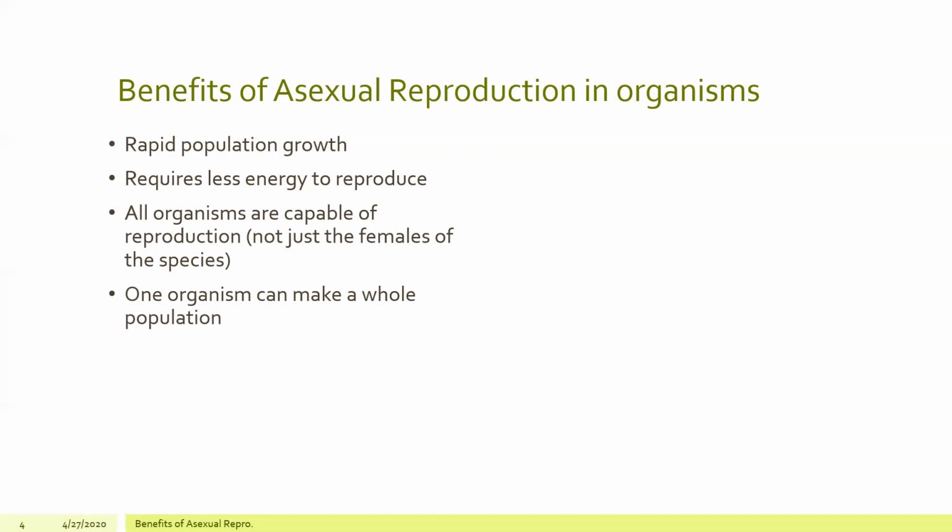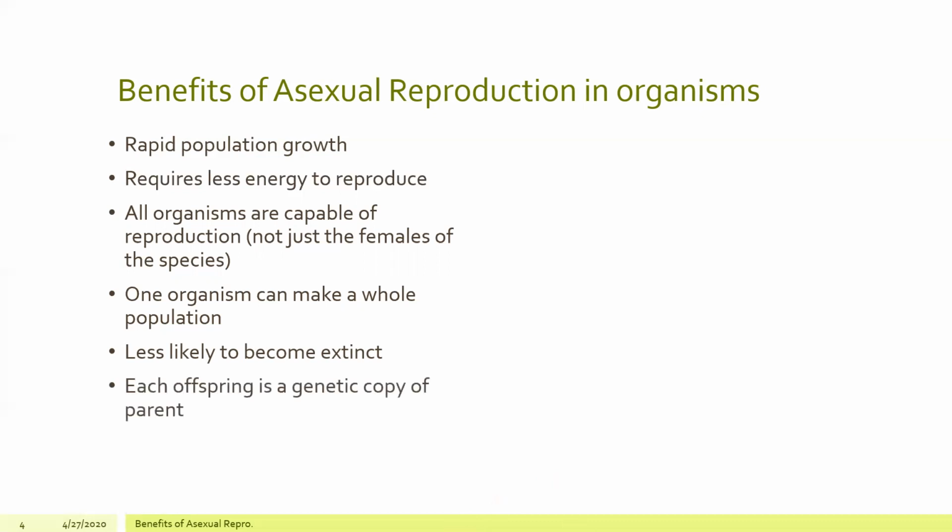So it only takes one. This is highly, highly unlikely to happen in your body because you have an immune system, but if only one gets inside of you, it has the potential to produce an entire colony or an entire population. So these organisms are obviously less likely to become extinct because they can just reproduce on their own. And each offspring is a genetic copy of a parent, right? It's like an exact replica.